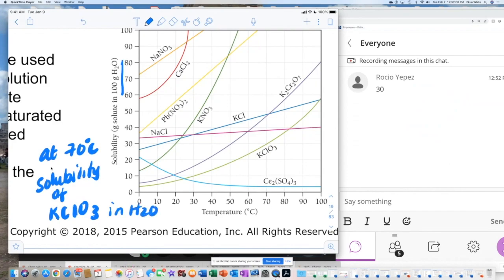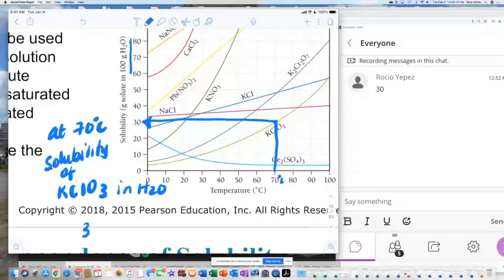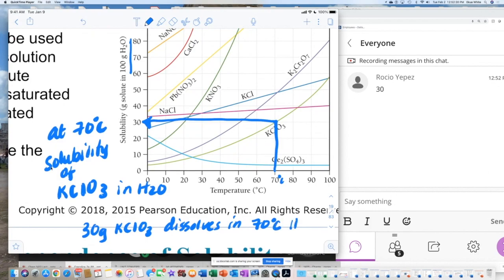Okay, so you want to go ahead and the temperature is 70 degrees Celsius, right? So you want to go up here, up, and then read this. Very good. 30 grams. So what you're saying from this graph, 30 grams of KClO3 dissolves at 70 degrees Celsius temperature. And the amount of water is 100 grams of water, right? Remember, this amount is always in 100 grams of water. So that's how you will read that graph.